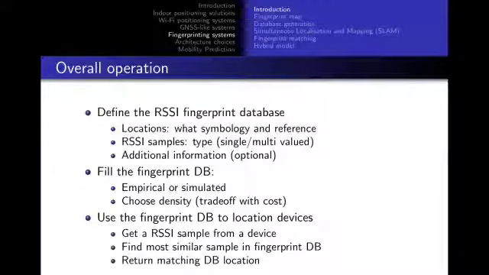How does a fingerprinting system operate overall? So you have several steps. First, you define the RSI fingerprint database. So you have to choose the symbology and reference of the locations. So how do you represent the locations? Then you have to choose how your RSI samples are stored, if they are single or multi-valued and so on. You may add information which is optional but can improve your positioning.